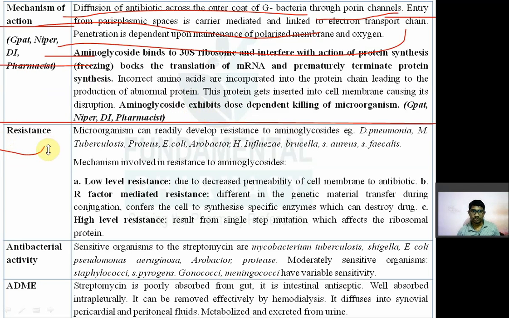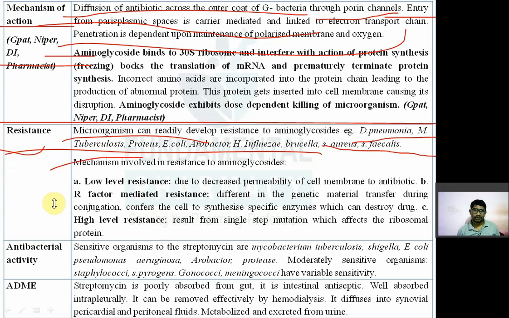Now how does resistance develop? Microorganisms can readily develop resistance to the aminoglycosides, particularly organisms like pneumonia, Mycobacterium tuberculosis, Proteus, E. coli, Aerobacter, H. influenzae, then Staphylococcus aureus, Staphylococcus faecalis, Brucella. These organisms develop resistance. So they acquire resistance by these mechanisms involved in the resistance.